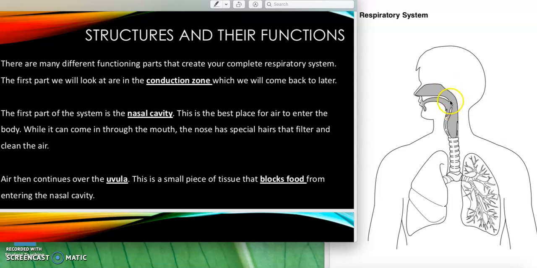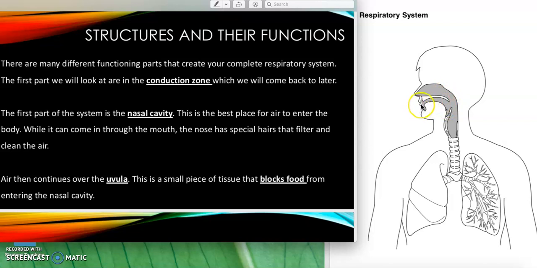The air then continues over the uvula, which is a small piece of tissue that blocks food from entering the nasal cavity. So you can see here that there's availability, I guess, for lack of a better word, for air to go in both spaces, meaning that there would be availability for food to come up into the nasal cavity. If you didn't have a uvula, that would be a potential issue.